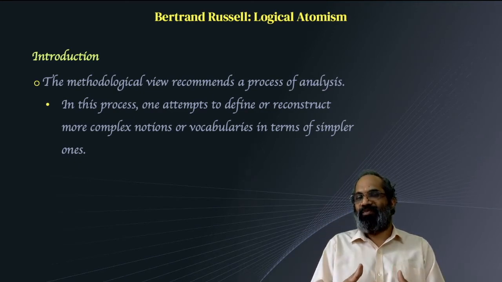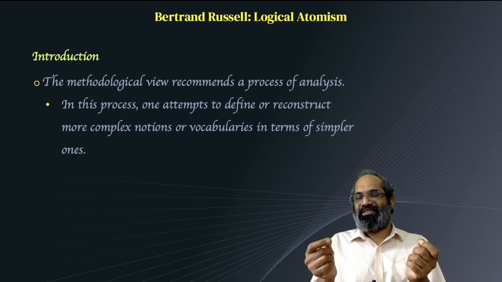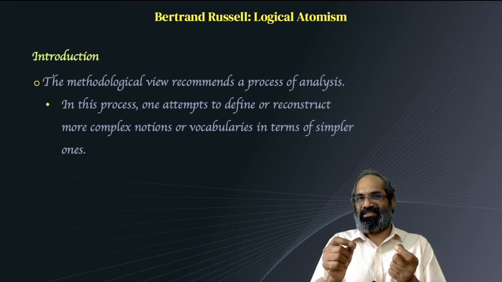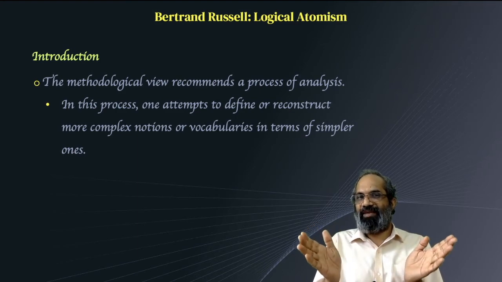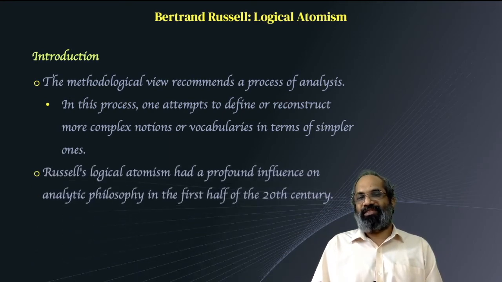Whenever we study proposition, there are concepts related in proposition. In the same way, a complex notion is constructed out of simple notions. And these simple notions are atomic facts. A complex notion can be reduced into atomic facts. And Russell's logical atomism had a profound influence on analytic philosophy in the first half of the 20th century. The first half of the 20th century witnessed the development of ideal language philosophy also. And logical atomism is especially interested in the process of building up the ideal language as a linguistic movement.